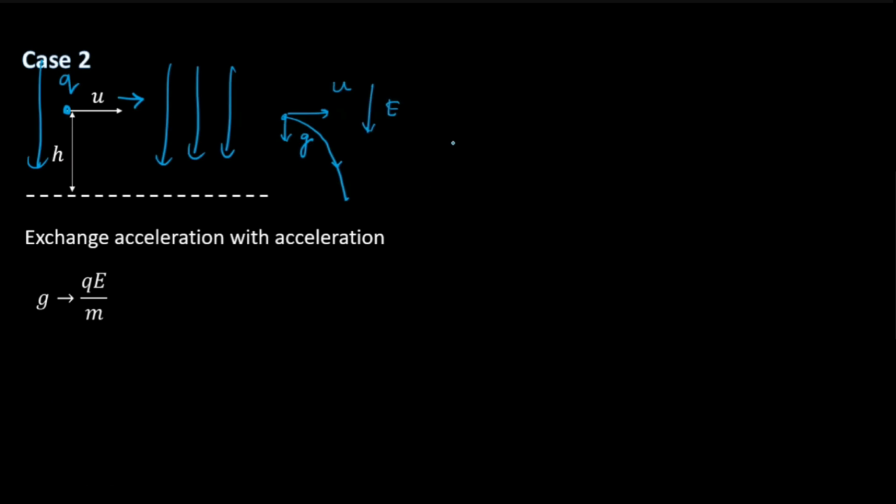If there is no gravity, only electric field, then the path is going to be somewhat like this. It will also depend on the strength of the force acting downward. If it is a large force, displacement would be less. If it is a small force, displacement would be more.